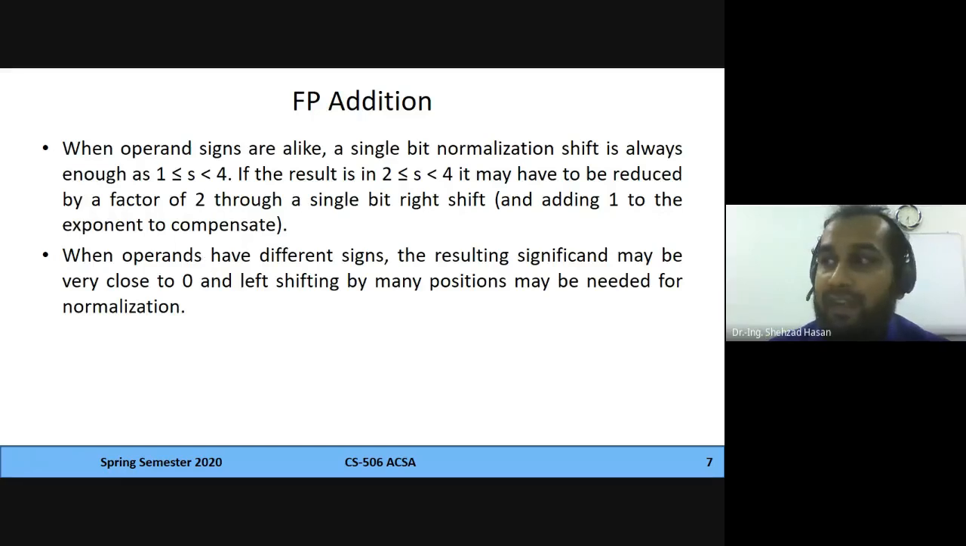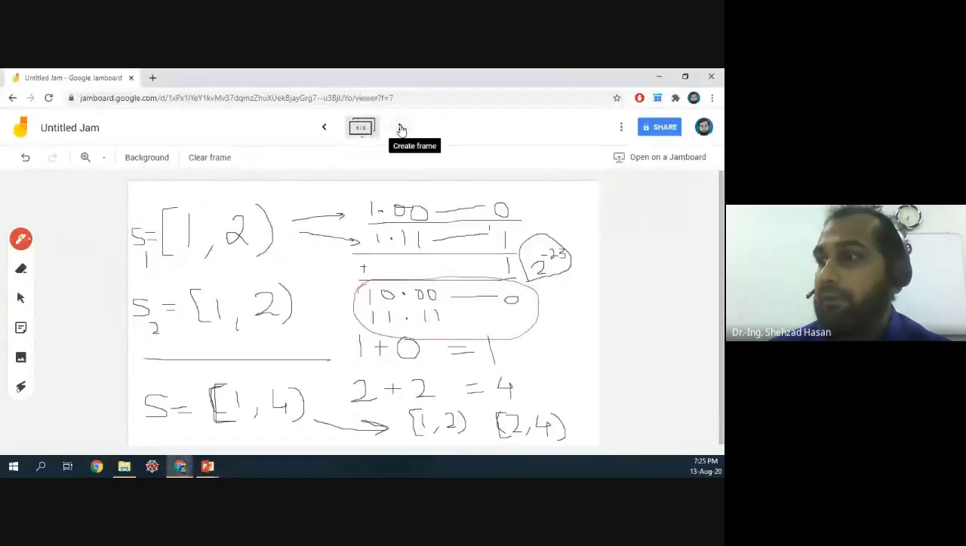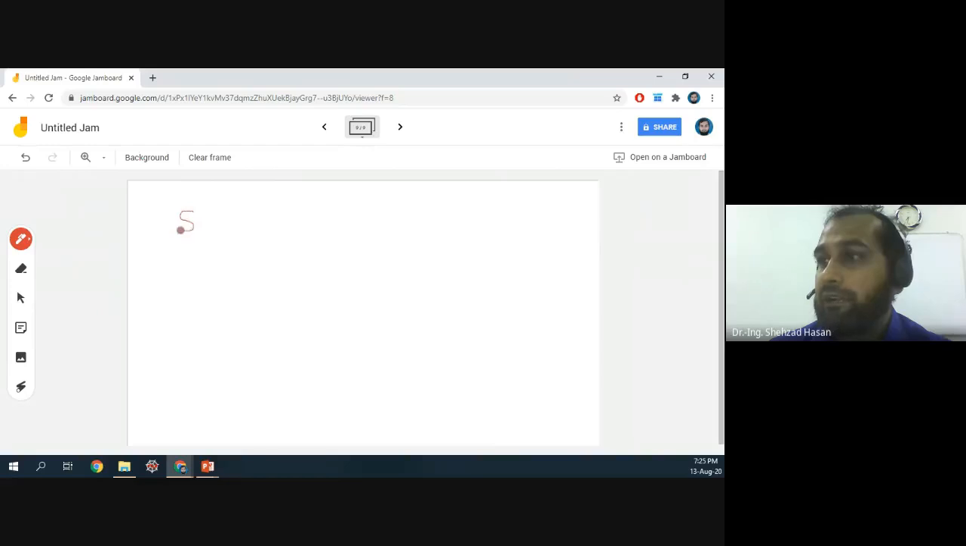Now, when operand signs are different, this means you are subtracting them rather than adding them. So if they are different, the resulting significand may be very close to 0, and left shifting by many positions may be needed for normalization. If you are subtracting them, this could be a different case.